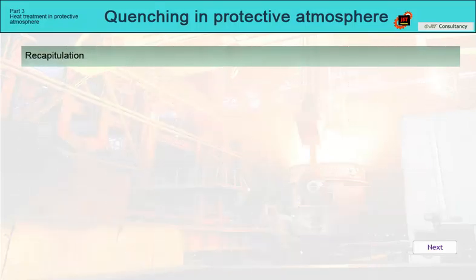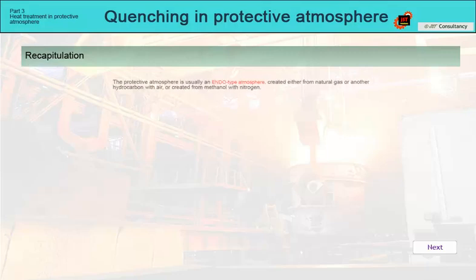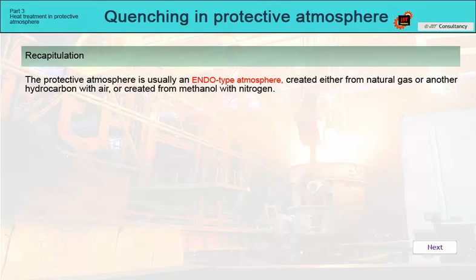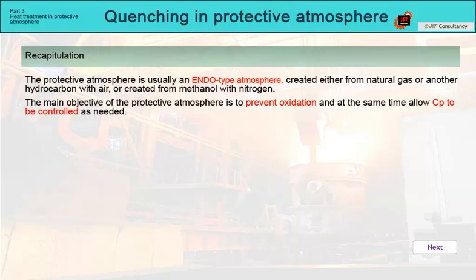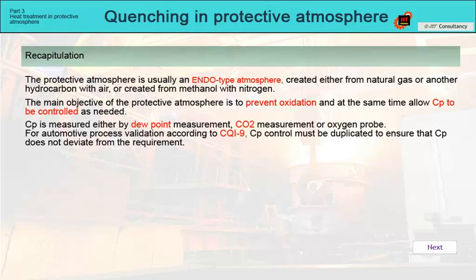And now let's do a short recap. Processes under protective atmosphere have an irreplaceable role in hardening processes. The protective atmosphere is usually an endotype atmosphere, formed either from natural gas or other hydrocarbon with air, or formed from methanol and nitrogen. The main objective of protective atmosphere is to prevent oxidation and to allow CP to be controlled as needed. CP is measured either by dew point measurement or by O2 measurement or oxygen probe.